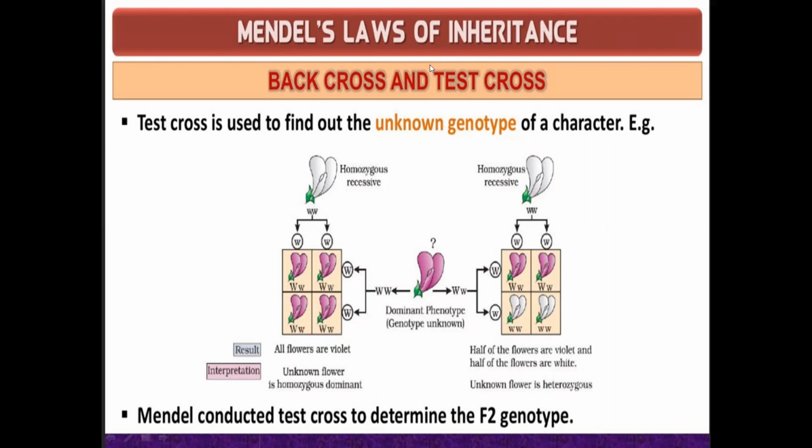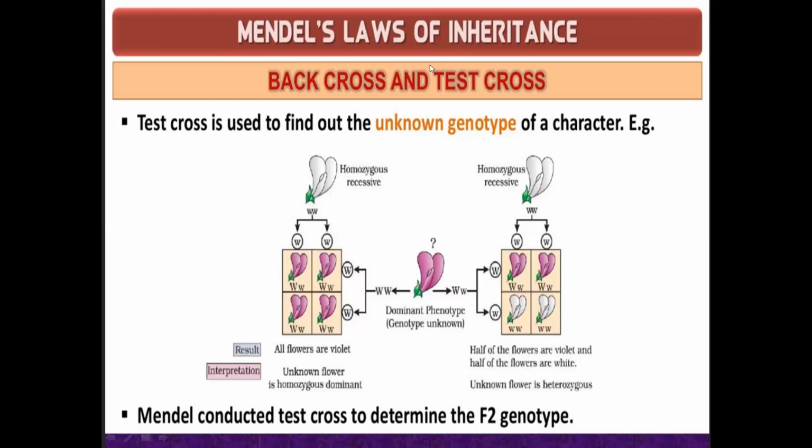A test cross is used to find the unknown genotype. We know the phenotype. Directly by seeing, we can say that this flower is giving violet color flowers. But the genotype we don't know, because for dominant there are two types of genotype, that is homozygous and heterozygous. But for recessive, the genotype is only one type.